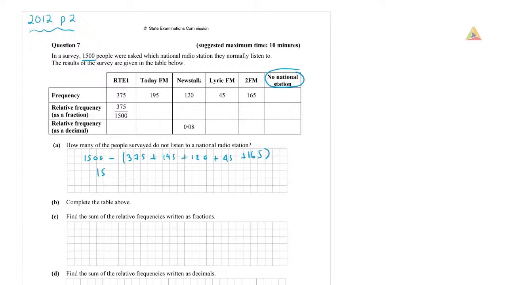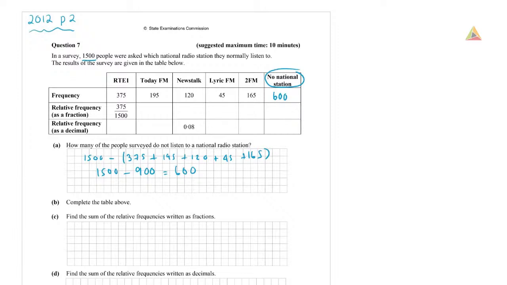So it's going to be 1,500, and when you put that into the calculator, it's 900. So 1,500 minus 900, you get 600. So 600 goes in that space there. Now the next part is part B, so complete the table above.